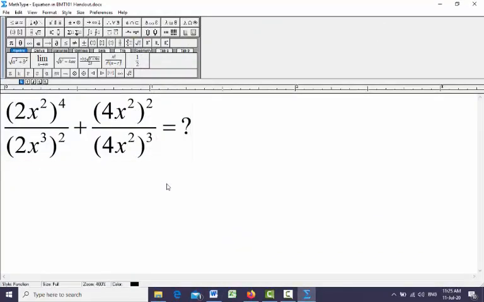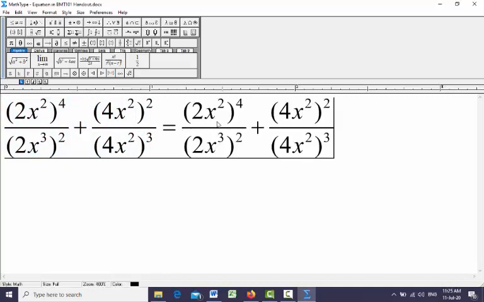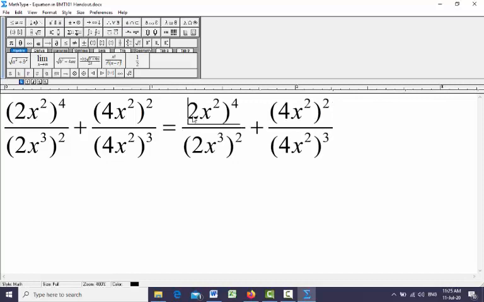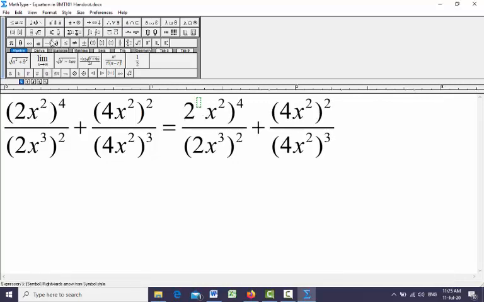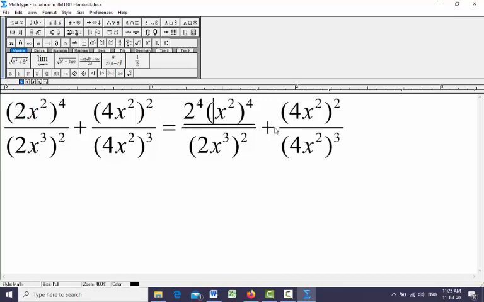So now let us solve this one. Right, so what we have, as I said before, we can distribute the power 4 to all the elements inside the bracket. So we have 2 to the power 4, then x square to the power 4. Again we will have 4 square, and then like this.